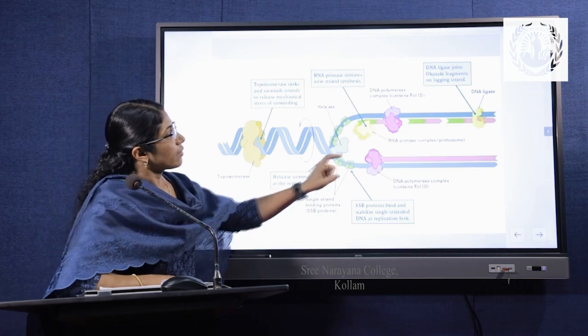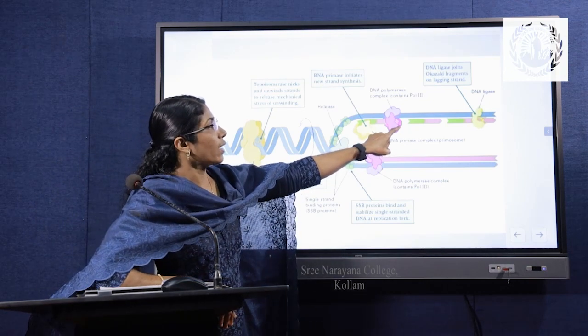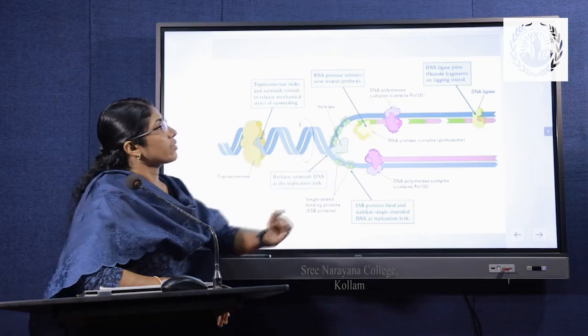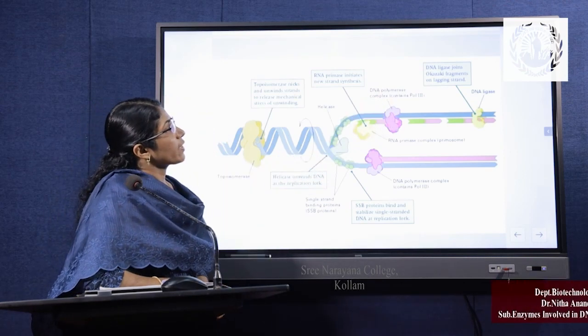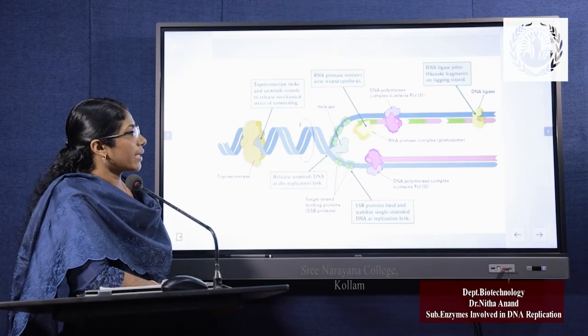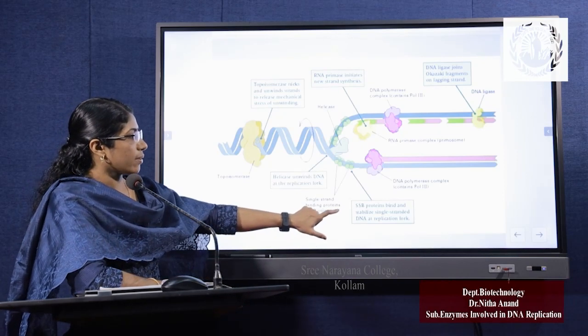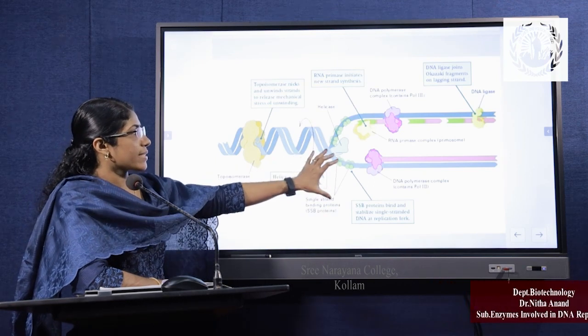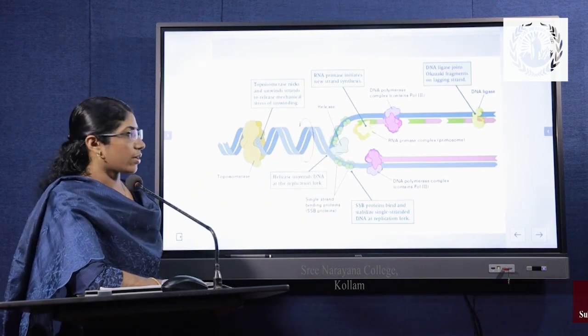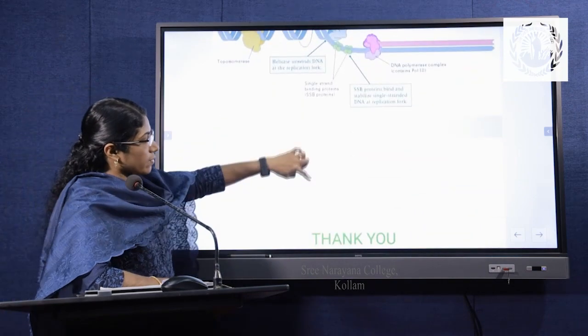After primer removal, the gaps are filled and joined with the help of the enzyme DNA ligase. SSB protein binds to stabilize the strands and prevent rejoining. That's all.